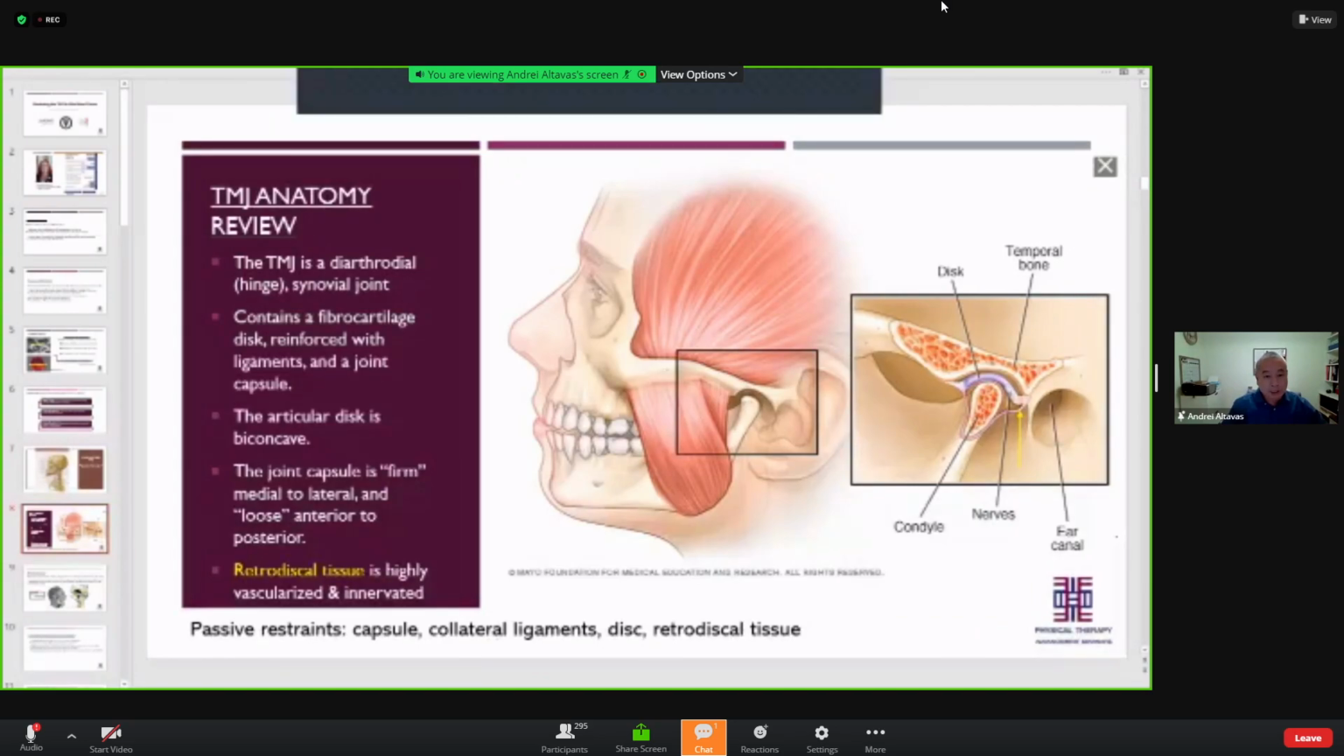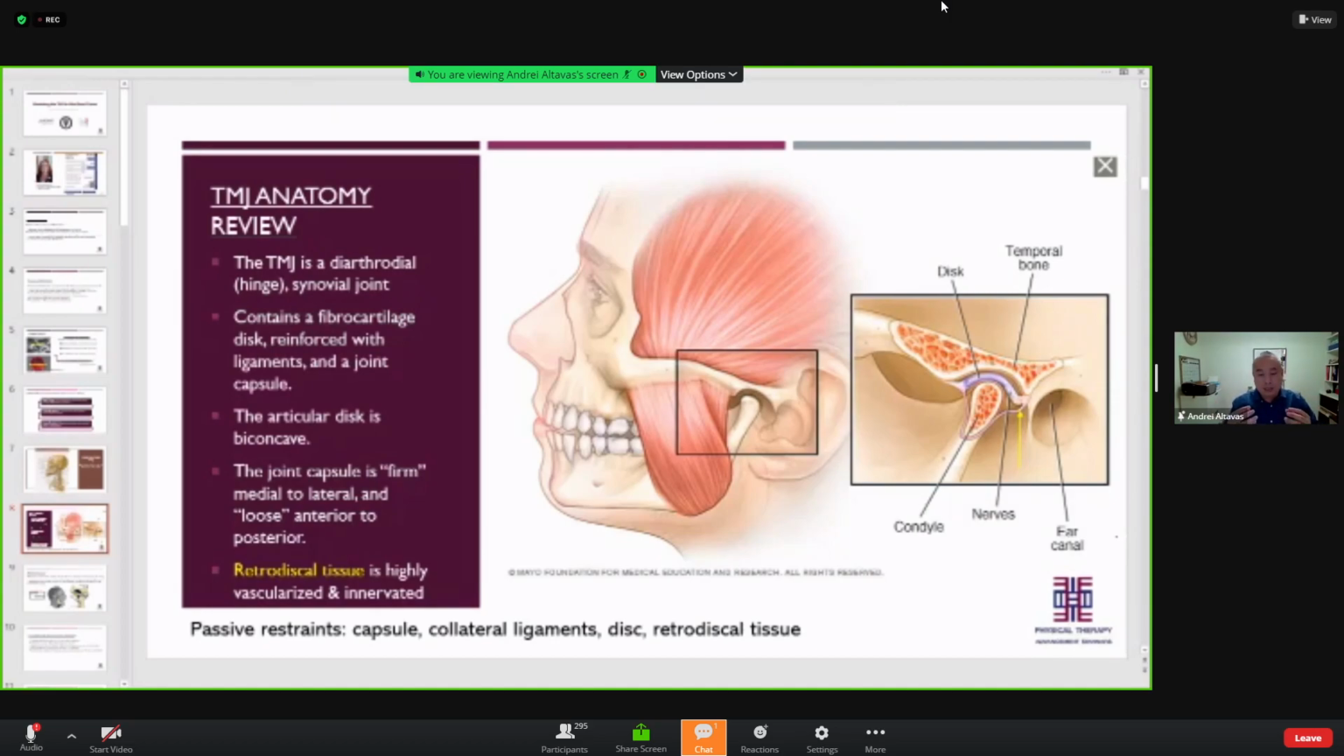Now, a little review of the anatomy: what do we know about the TMJ? The TMJ is a diarthrodial joint, and it's a hinge joint, just like the hinge of a door. It's also a synovial joint, meaning there are pain-sensitive structures around the TMJ, and having a synovium means that it can be affected by inflammation.